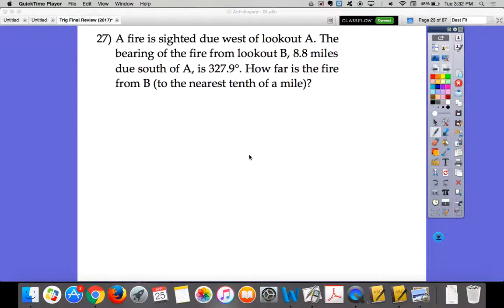Here we go. We're picking it up with number 27. Once again, you've got to make sure you draw and label your pictures. Be thorough with that. A fire is sighted due west of lookout A. So let's just start there. Give yourself some space, so don't start up against the edge.